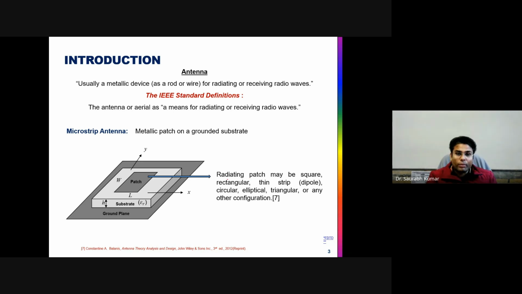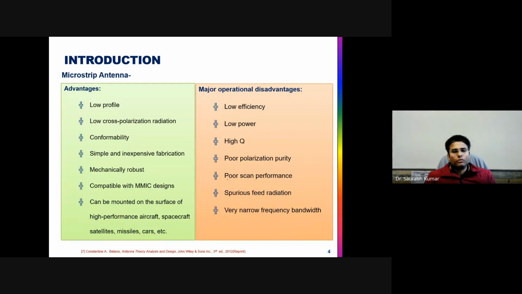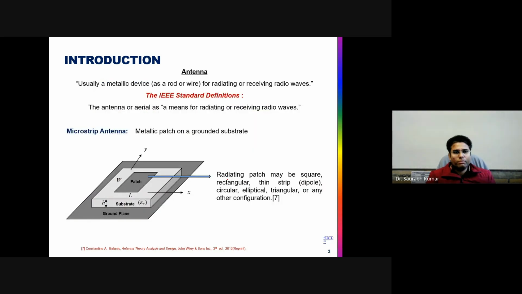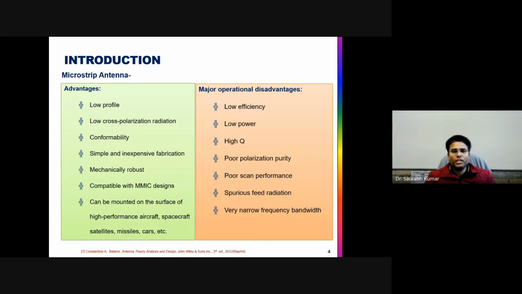Now, why are we discussing the microstrip or planar antenna? Because the miniaturization techniques I will mostly discuss are applicable to planar antennas, and the designs I will show you are planar. However, you can apply the techniques to other non-planar antennas also.